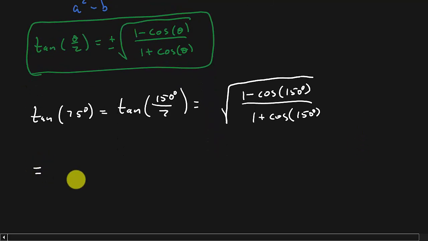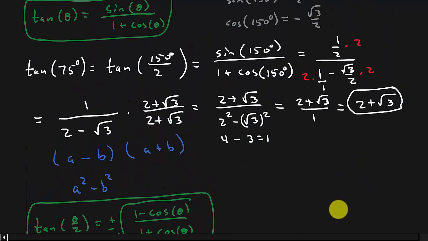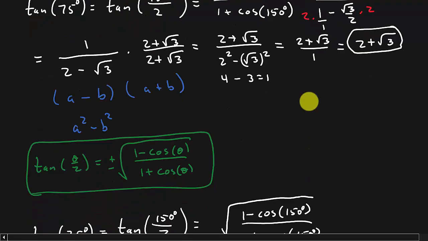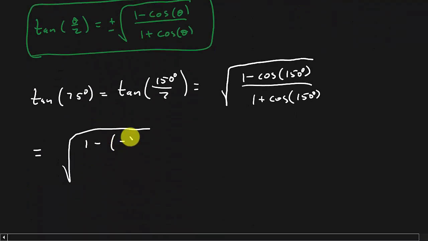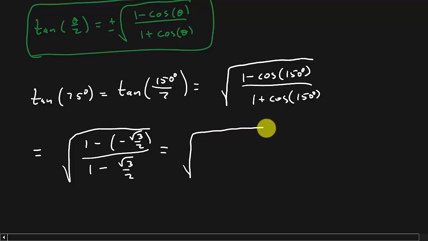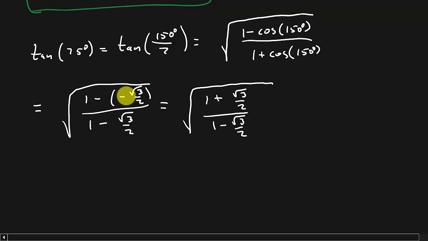All right, so this is equal to what? The square root of 1 minus, now remember, we've already calculated the cosine of 150, which is negative square root of 3 over 2. So that's minus negative square root of 3 over 2 over 1 minus square root of 3 over 2. Okay, so this is going to be the square root of 1 plus square root of 3 over 2 over 1 minus square root of 3 over 2. I just did the negative, and negative is a positive.